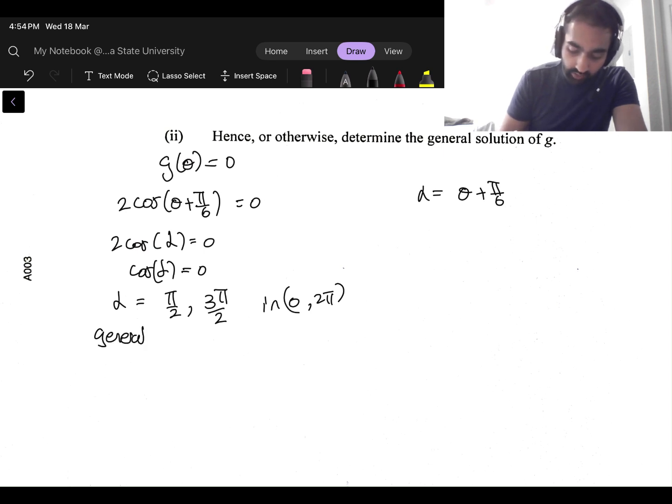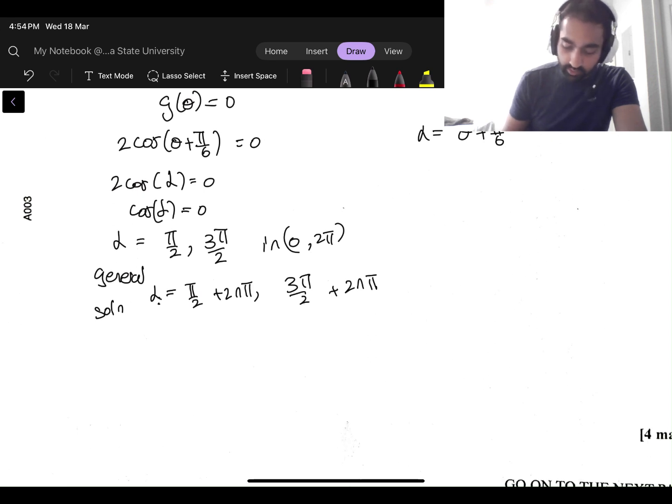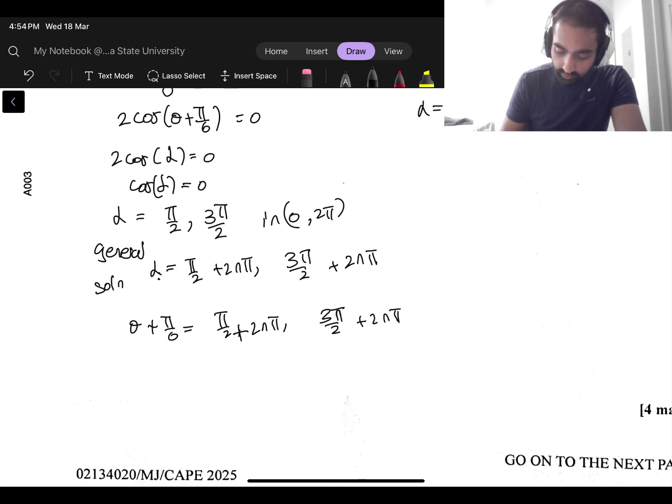But then the general solution will just be you take the solutions and add 2n pi. That'll be pi over 2 plus 2n pi, and then 3 pi over 2 plus 2n pi. And this is alpha equal all of this. So then the last thing is, this is theta plus pi on 6, so let's do it more clearly. Theta plus pi on 6, that's just alpha, so it's equal to pi on 2 plus 2n pi, or 3 pi over 2 plus 2n pi.